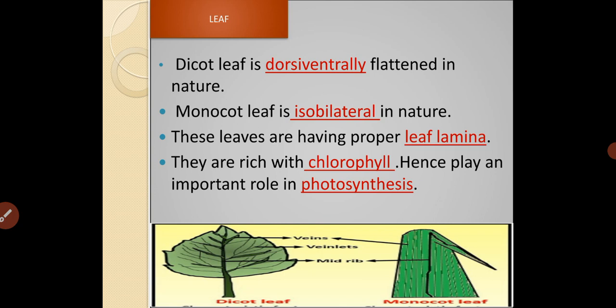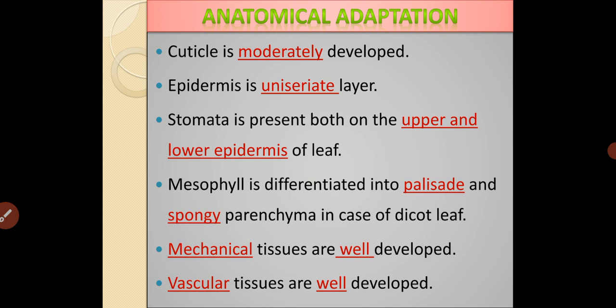photosynthesis. Let us move towards the anatomical adaptation. Cuticle is moderately developed in case of the mesophytes. Epidermis is a uniseriate layer. Stomata are present both on the upper as well as on the lower epidermis of the leaf. Mesophyll is differentiated into palisade and spongy parenchyma in case of the dicot leaf.